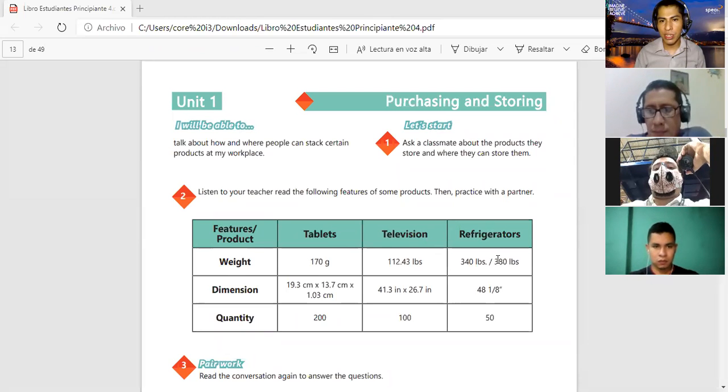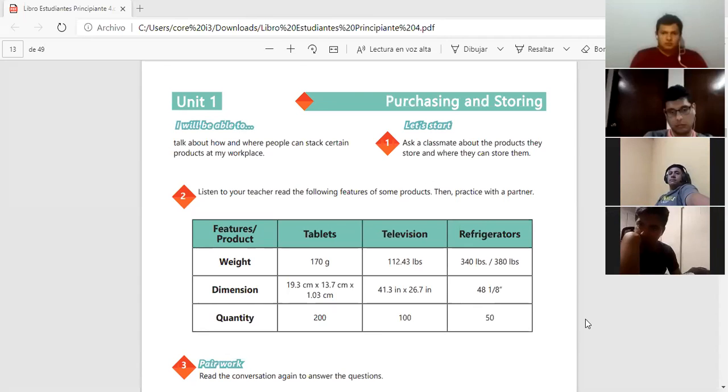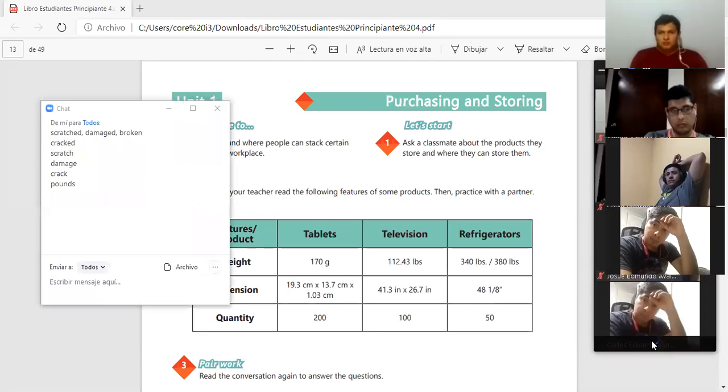Now, number three, the refrigerator. Here you have two different weights. You have two weights of refrigerators. The first weight is, let's see, Cecilia. Let's try your microphone again.